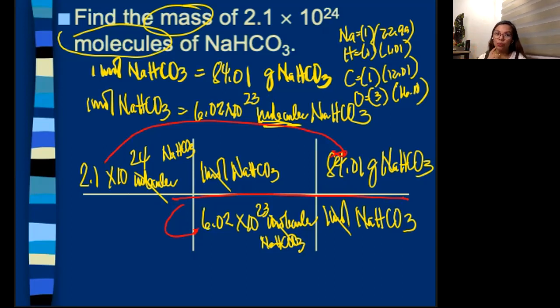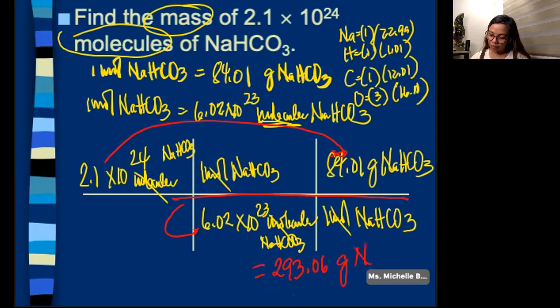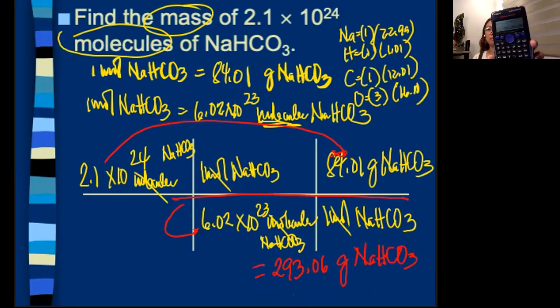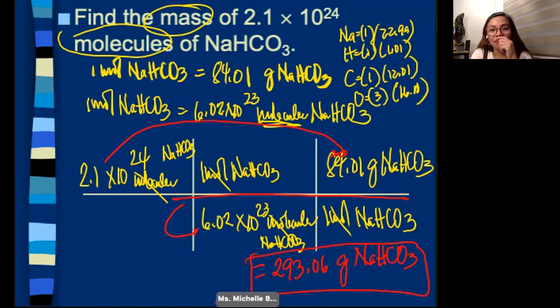Okay, so using that, we have, I hope, 293.06 grams of NaHCO3. Okay, would you like to review times 84.01 divided by 6.02 exponent 23 again? So that's it. I have with me 293.06 grams of sodium bicarbonate. Okay, can you see the difference between the previous video tutorials that I had and this one?